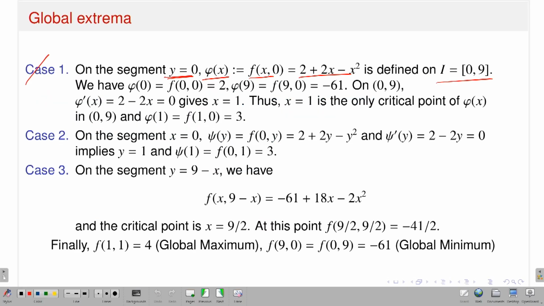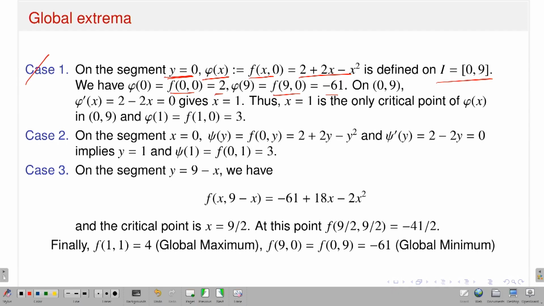If I do that, then just check the value of phi at the point 0, 0, which is nothing but f of 0, 0, whose value is 2. Phi at 9, which is at the boundary point, the corner point, phi 9, f of 9, 0, is minus 61. So at the corner points, f of 0, 0 and f of 9, 0. And now on the open interval 0 to 9, what will happen?